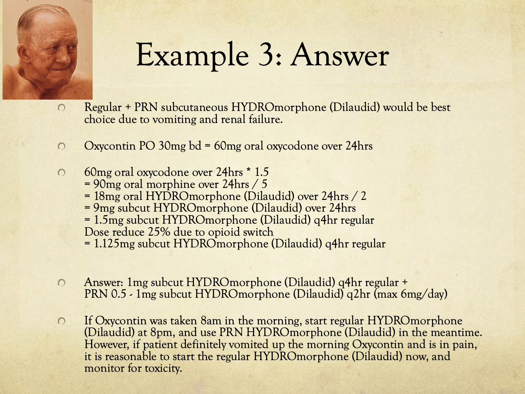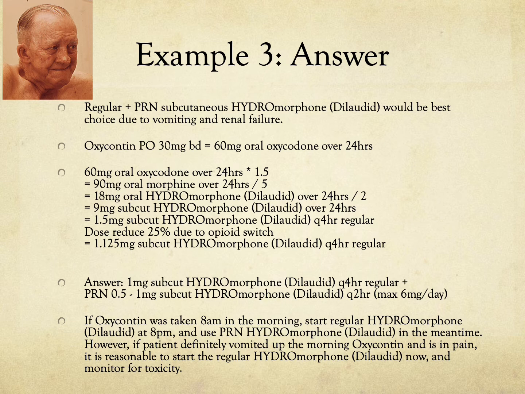And if you're not sure what's a reasonable number to round up or down to, you can just check with the nurses what they think. I'm going to round this down to 1 milligram subcutaneous hydromorphone Q4 hourly regular plus PRN 0.5 to 1 milligrams subcut hydromorphone Q2 hourly, maximum 6 milligrams per day.